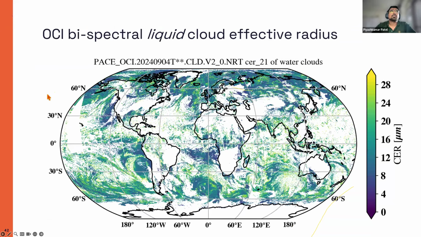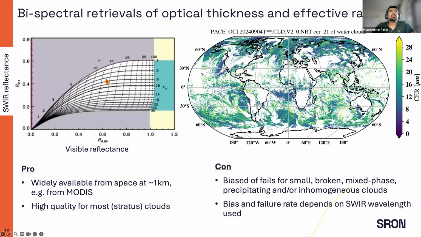I'll just keep this. So this is a picture of cloud effective radius, but not from the HARP2. It is from the OCI, the Ocean Color Instrument. It has an algorithm called the bispectral algorithm, and based on that, they are retrieving this cloud effective radius. Now, the limitations of this bispectral retrieval algorithm.